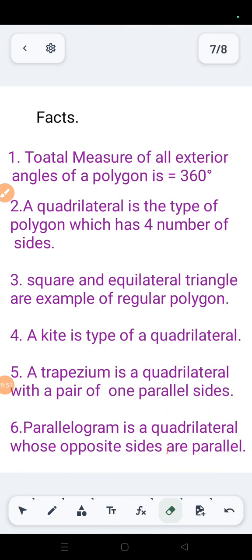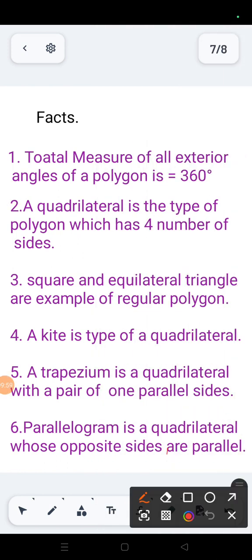So in this slide there are some facts which are very important for this topic. So fact number 1, the total of all exterior angles of a polygon is 360 degrees. Exterior angle means the angle which is made outside the polygon. It is called the exterior angle.